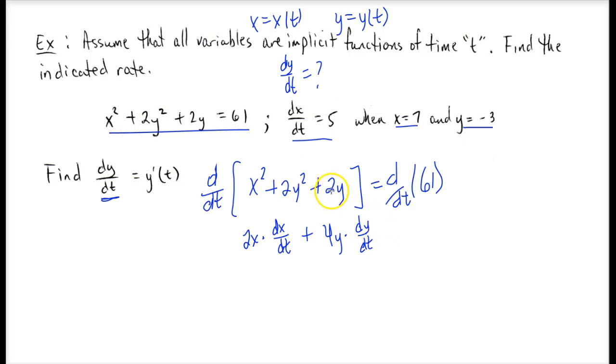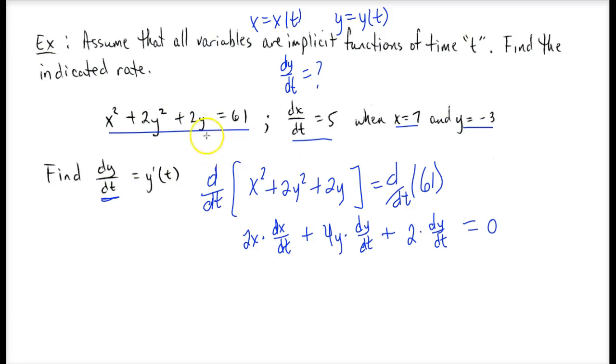For the next term, we have 2y. The derivative of 2y with respect to y is just 2, and that should be plus there. It should be 2 times dy over dt. And then, of course, the derivative of any constant is 0.